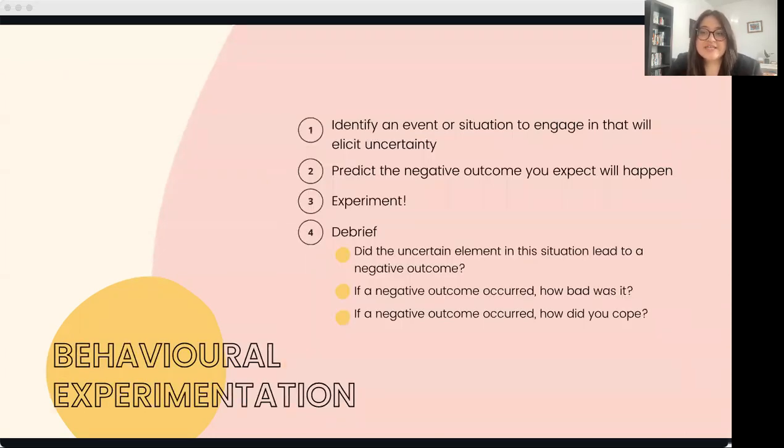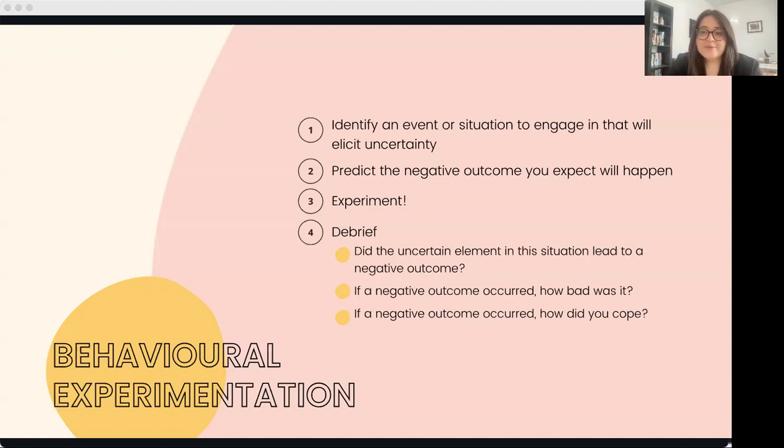When we engage in safety behaviors or avoid uncertainty in our lives, we never actually give ourselves the opportunity to find out whether there is real reason to fear uncertainty. So in behavioral experimentation, we put ourselves in situations that elicit that intolerance of uncertainty in order to, one, gather evidence to suggest that perhaps the situation is not as scary as one believes, and two, see that uncertainty is something that we're able to deal and cope with.